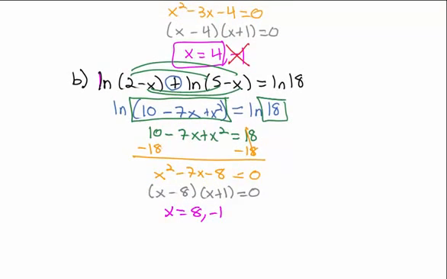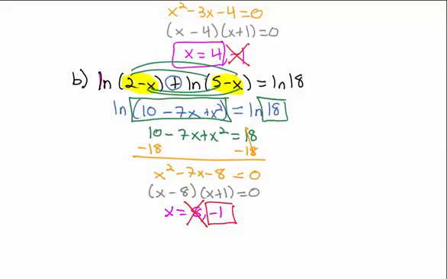Of course, we need to check these answers, and notice this time when we plug the 8 in, 2 minus 8 is negative 6. 5 minus 8 is negative 3. Both of those logs have negatives in them. We cannot have a negative inside a log, so the 8 gets thrown out. However, when we plug negative 1 in, 2 minus negative 1 is a positive 3. And 5 minus negative 1 is a positive 6. Negative 1 is a good answer because it doesn't make the logs negative.